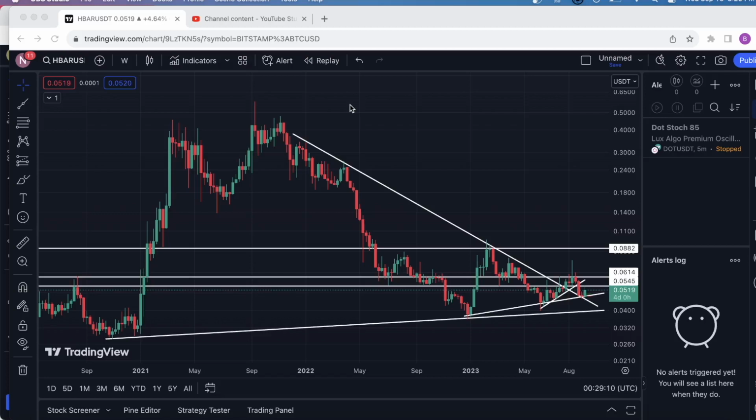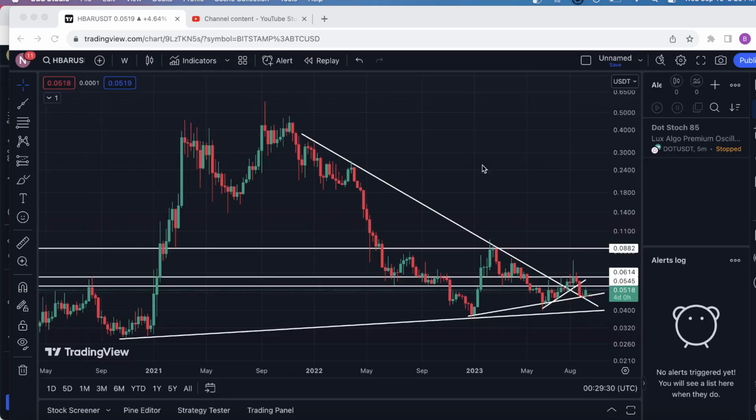Okay, so back to HBAR. I covered this coin about 9 days ago. Actually, I've covered this coin in maybe 10 different videos. And these are the levels, like all these here, that I've given you. And the price is currently responding to pretty much all of these levels. So I'll just give you a quick recap of them.